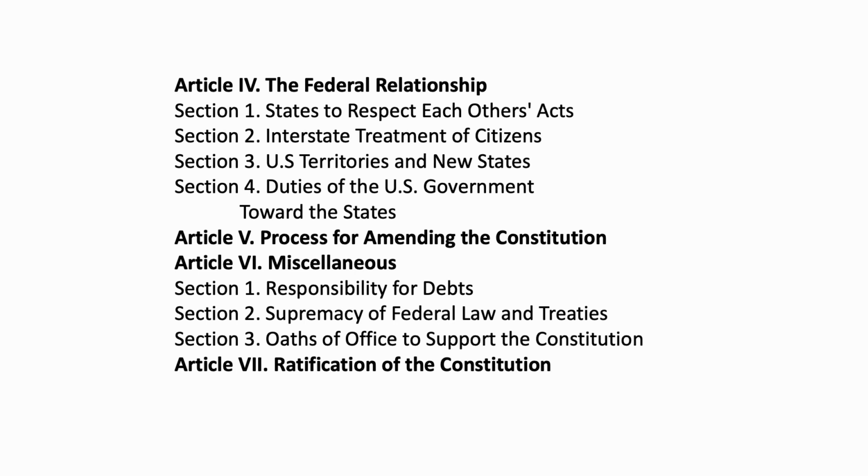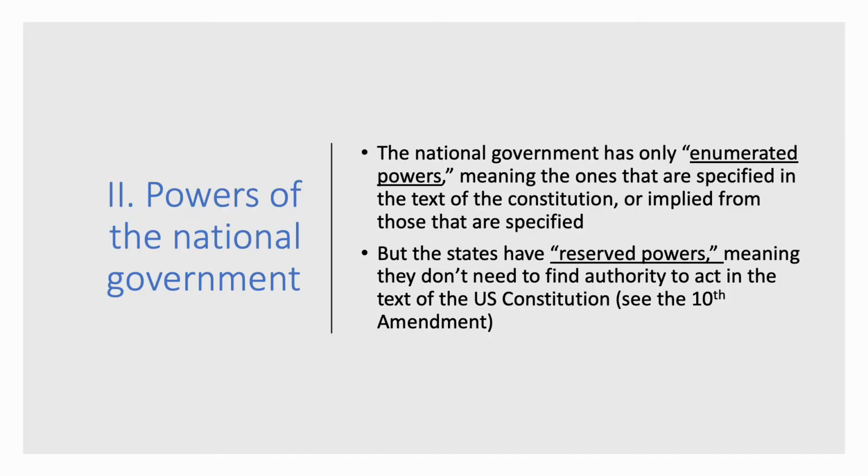Article 5 is the process for amending the Constitution. Article 6 has a number of things in it. Section 1 is very important. It says that the federal government is responsible for the debts incurred under the Articles of Confederation. Remember paying off those bondholders? Section 2 of Article 6 talks about the supremacy of federal law, the all-important Supremacy Clause. And Article 7 describes the ratification process.